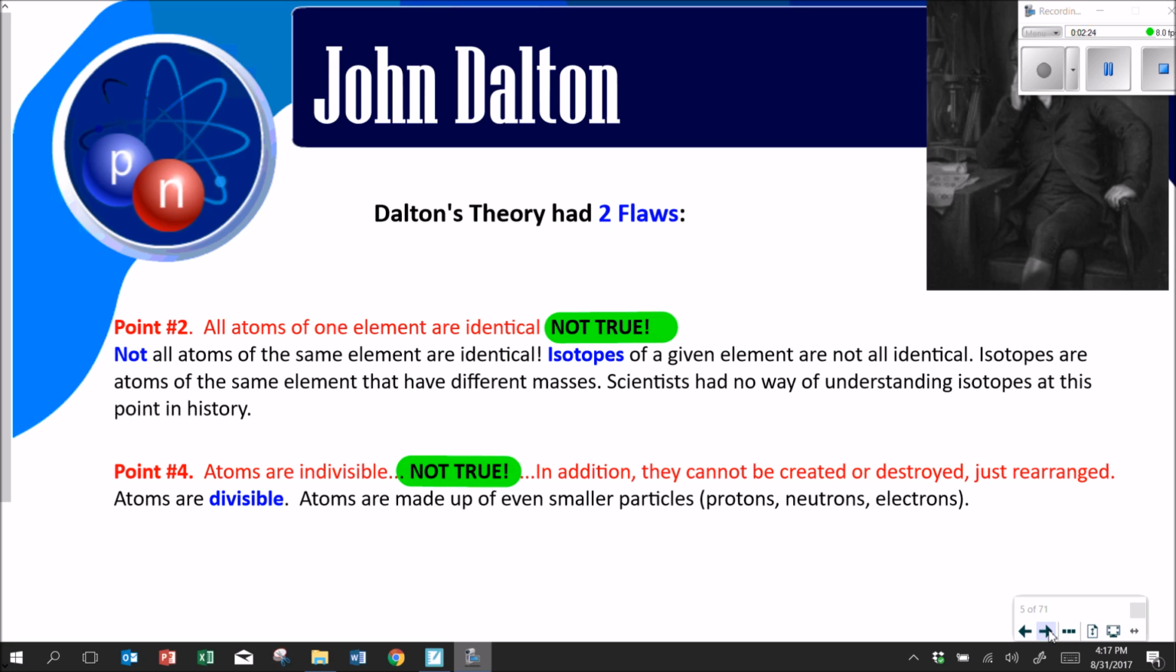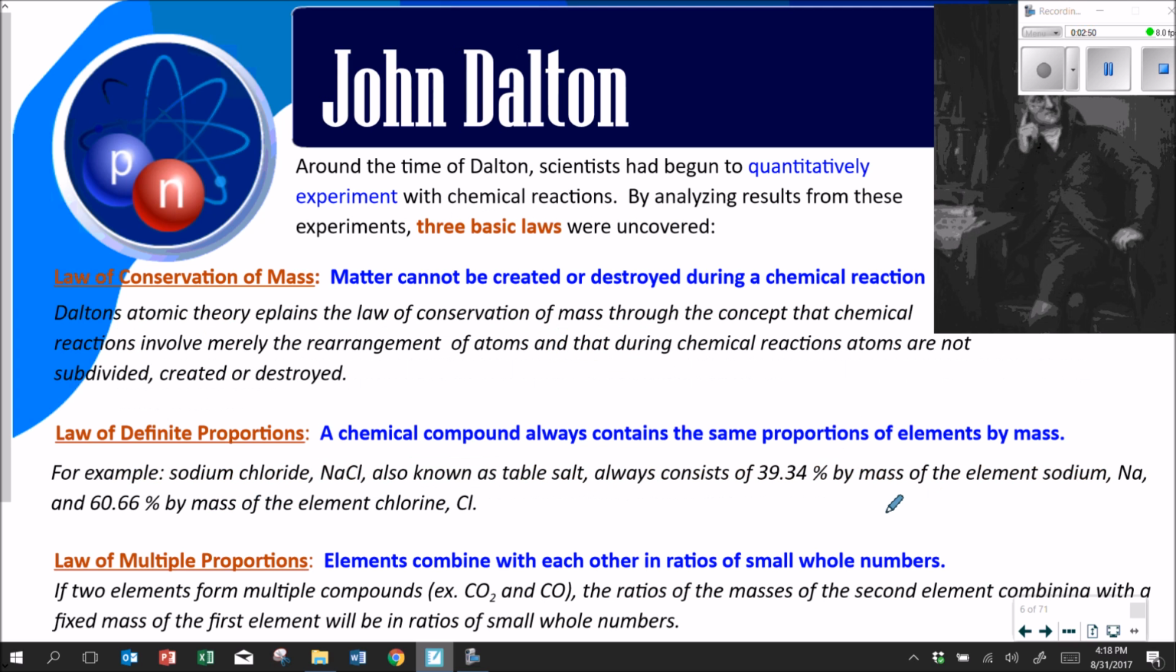Then in point number 4, it states that atoms are indivisible. This is also not true. This piece here is not true. Atoms are divisible because we now know that they are made up of even smaller particles, the protons, neutrons, and electrons. This piece of the theory, however, was true. Atoms cannot be created or destroyed, just rearranged.